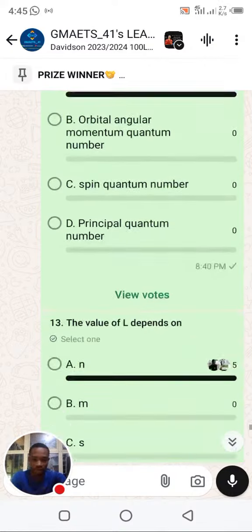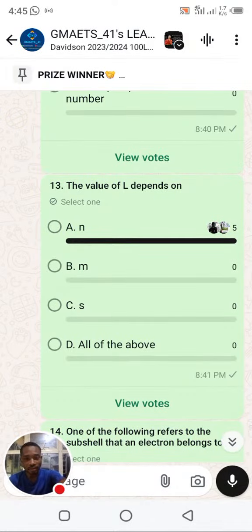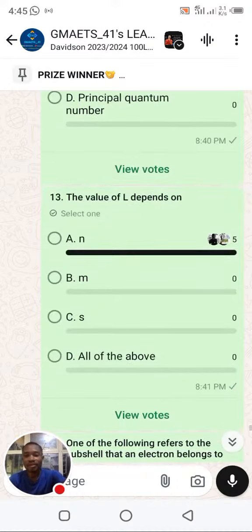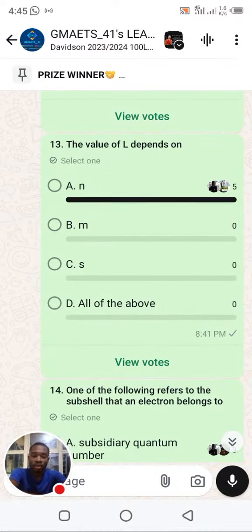All right, we are moving on to question number 13. The question we have there: the value of L depends on... and the correct answer is option A. The value of L depends on N. Yeah, the azimuthal quantum number L, to get the value, it depends on the principal quantum number N. And I've actually told you the formula: L is equal to N minus 1. So L depends on N.